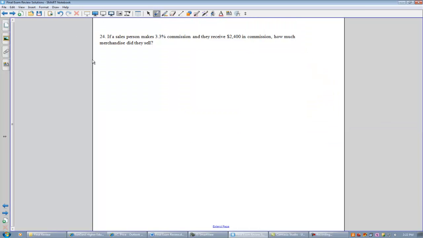It says here, if a salesperson makes 3.3% commission and they receive $2,400 in commission, how much merchandise did they sell? Okay, so the idea is if you take 3.3% of the merchandise they sell, that should give you the commission. So what I need to do is take how much I sell and multiply it by the percentage, 0.033, and this should give me my commission, 2,400.